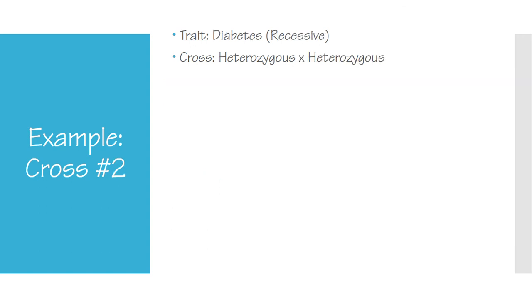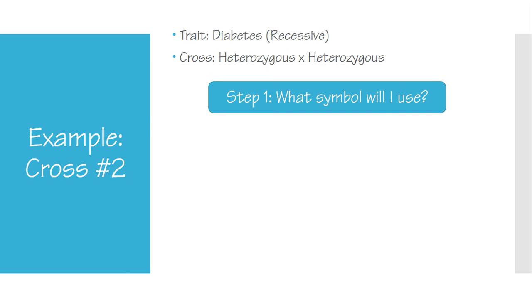So here let's look at example 2. Example 2 looks at diabetes, and we're going to assume that it's a recessive trait. And we're going to cross two heterozygotes. So heterozygote crossed with heterozygote. Again, step 1 is determining what symbol you're going to use. So since we're looking at diabetes, we're going to either use a capital D or a lowercase d.